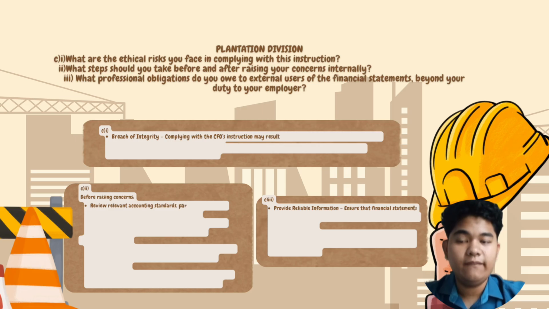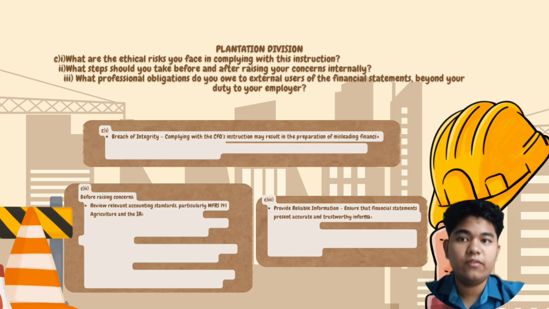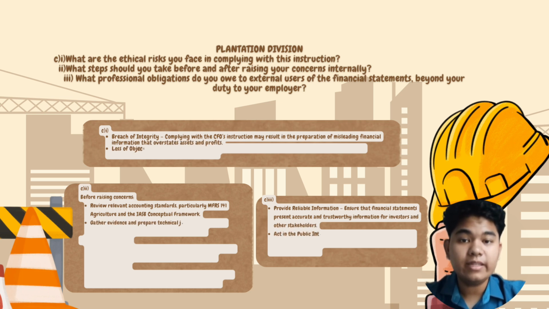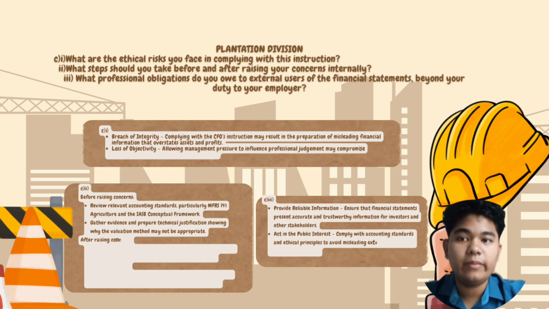Okay, for part C, as a junior accountant, there are several ethical risks in complying with the CFO's instruction. First, there is a breach of integrity, because using the full market price of harvested FFB may overstate the value of immature FFB, resulting in misleading financial information. The second is a lack of objectivity. The pressure from the CFO may influence my professional judgment instead of complying with the accounting standard.